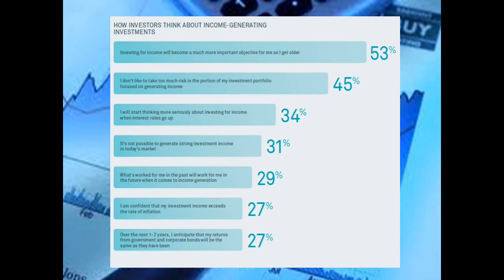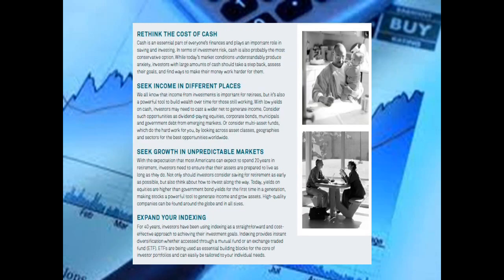27% are confident. That means 73% of the investors surveyed aren't confident that they're even keeping up with inflation, even at the moderate rates that we've seen in recent years. And over the next 1 to 2 years, I anticipate that my returns from government and corporate bonds will be the same as they have been. Only 27% believe that. In other words, they believe that rates are going to go lower. So, what does the survey say an investor should do in light of all of these interesting findings?